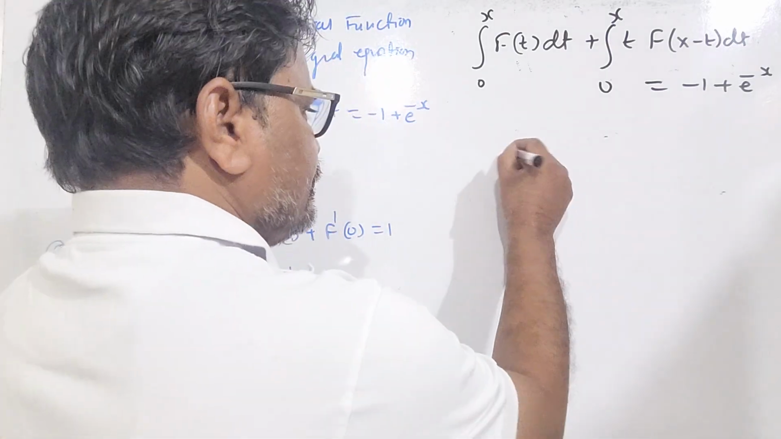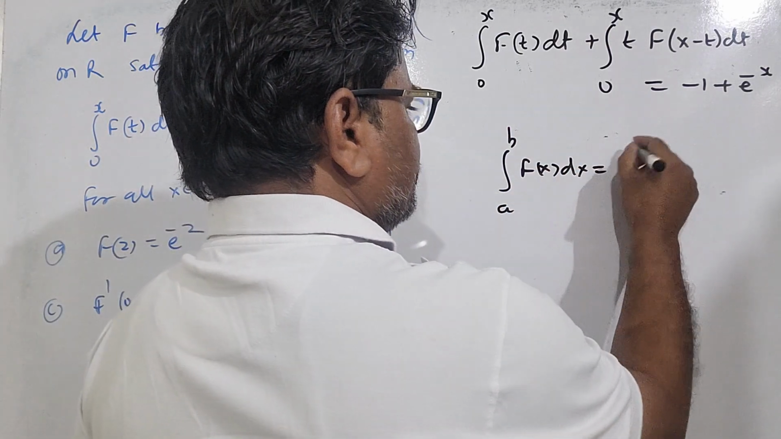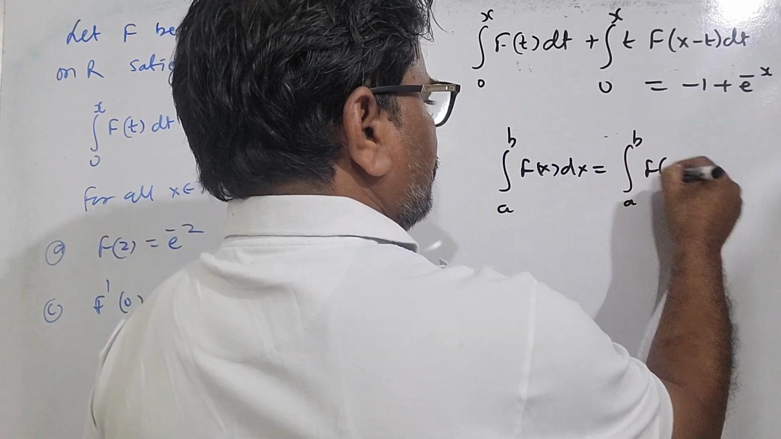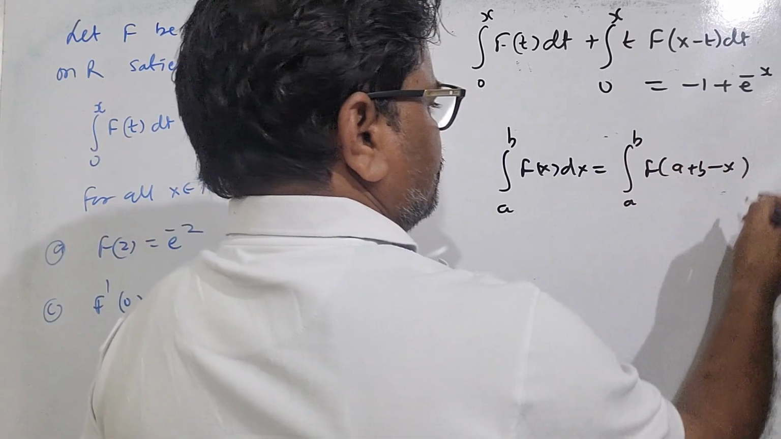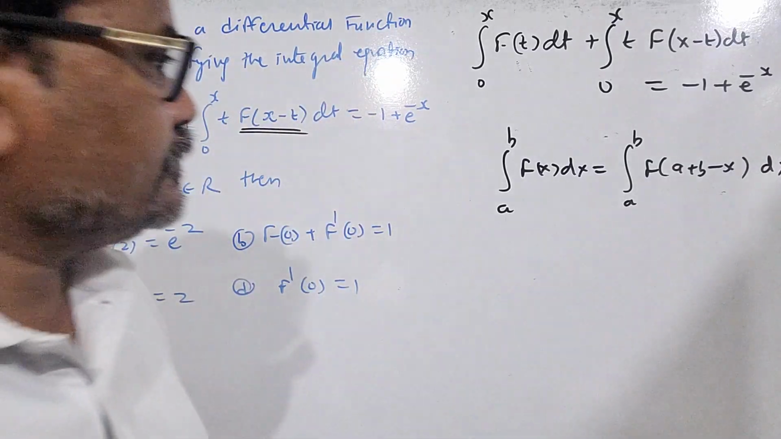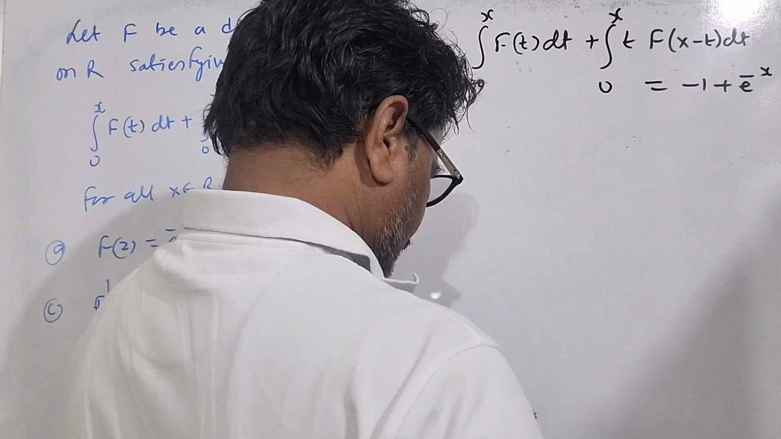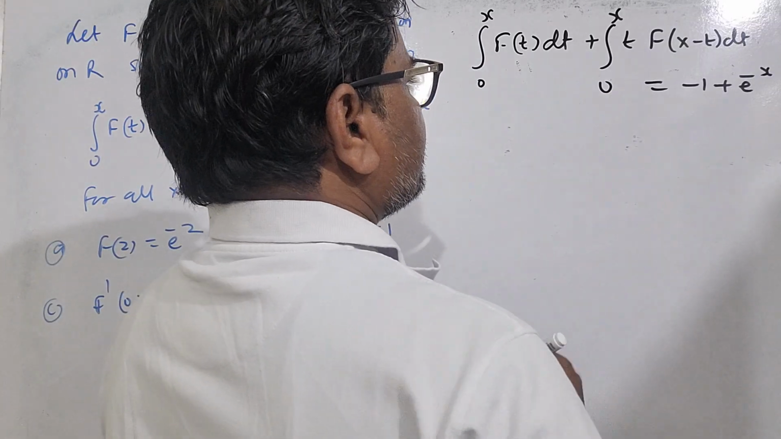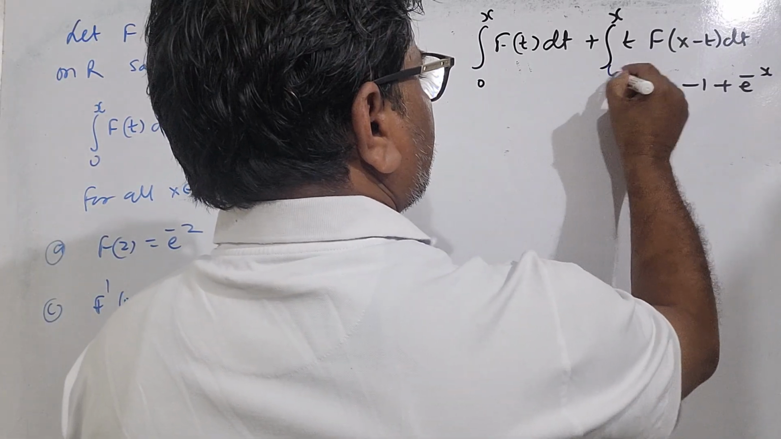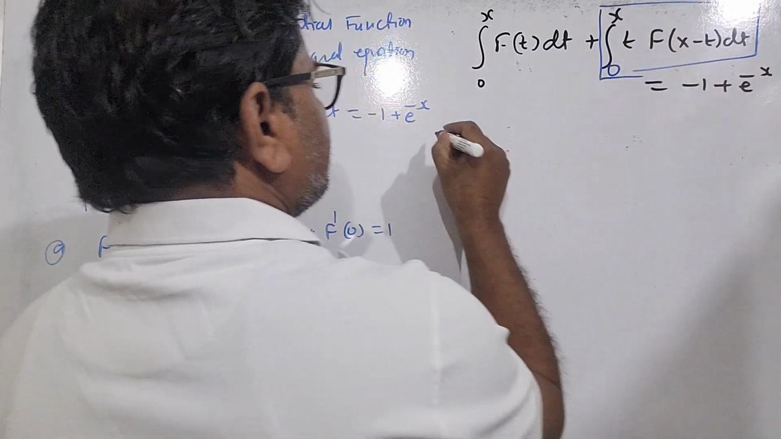What is the King rule? The integral from a to b of f(x) dx is equal to the integral from a to b of f(a plus b minus x) dx. That is your King rule. So just apply the King rule over here. Where? Here. Only here you apply the King rule. So this is what?